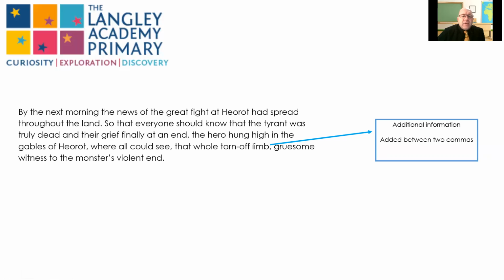Let's go back to the beginning of that sentence. So that everyone should know that the tyrant was truly dead and their grief finally at an end. The hero hung high in the gables of Heorot, where all could see that whole torn off limb, gruesome witness to the monster's violent end. But without that section, it would still make sense. We're just giving that extra information.